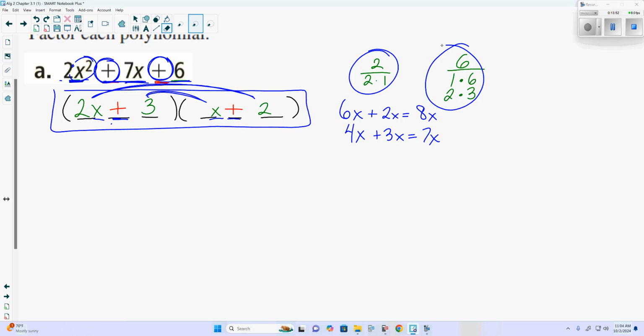And we checked for the middle term. We're multiplying the 2x by this term here, the 3 and the x, to see, does it give us this middle term? If it does, it's the correct factors. If it doesn't, we change one of the sets of factors. Let's look at another example.